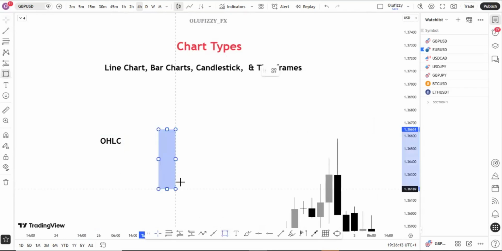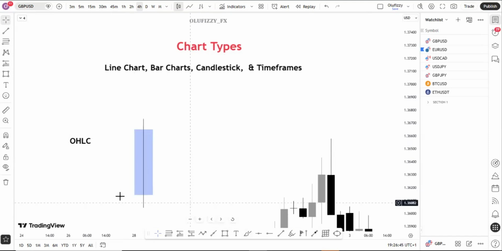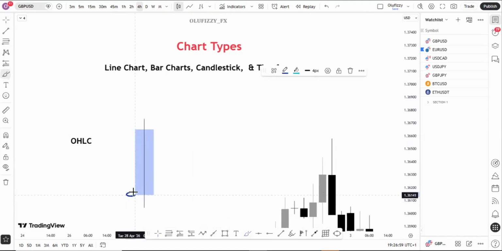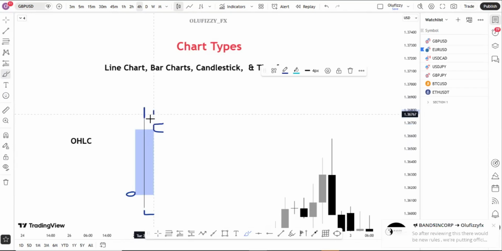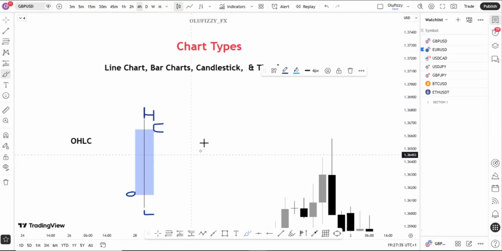So every candlestick has these four parameters. The open price is here. We have the low, we have the close, and the high is the highest level price gets to. So these are the four parameters of price, and the color doesn't really matter because most times traders use different colors they like. But how can you differentiate a bullish candle and a bearish candle? You can differentiate this by just these four parameters of price.